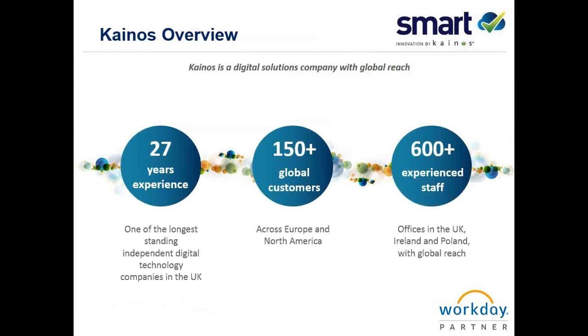Okay, so if we start with an overview of Kainos as a company, we are not a new company on the IT block by any stretch. We have been going since 1986 and started out of Queen's University in Belfast, Northern Ireland. To date, we have worked with over 150 global customers, primarily in the UK and Europe, but through our Kainos Smart product, we are now working with more and more companies in the US and throughout the rest of the world. We have over 600 experienced staff in Kainos located across 4 main sites.